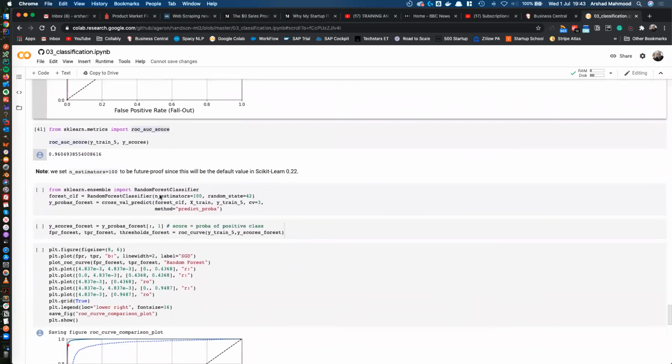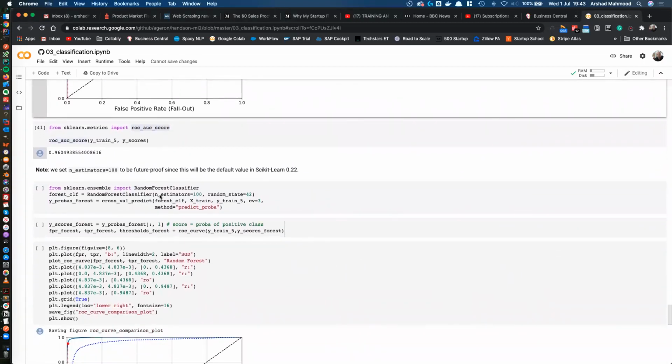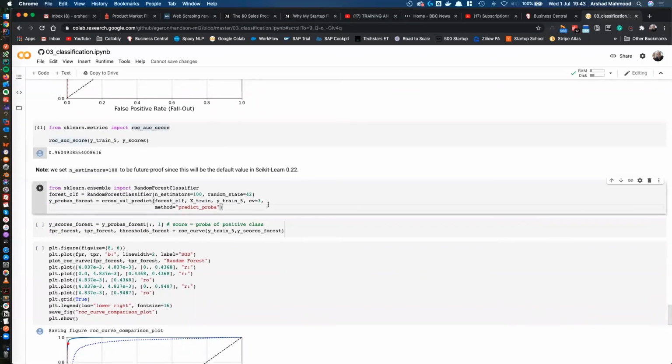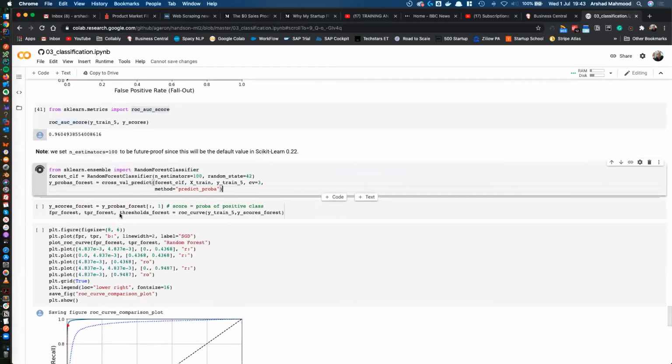And then we have, now we set number of estimators to 100, and this is the default value in scikit-learn. Now we've got a random forest classifier, number of estimators is 100, random state 42, predict 5, 3. Okay, so this is just a random forest.